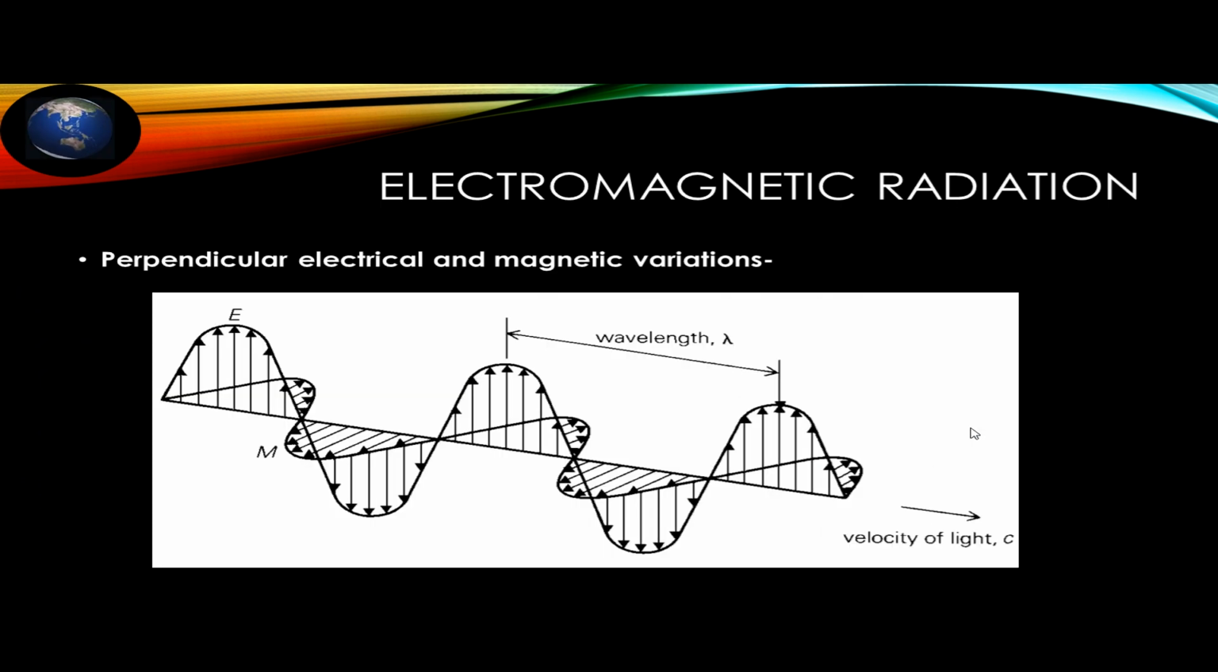So, what is electromagnetic radiation? As Sir has discussed in the class lecture, it is the perpendicular electrical and magnetic variation. You see here the velocity of light direction, and the electromagnetic wavelength. So, the trough and the crest, the distance between two troughs or crests is called wavelength.